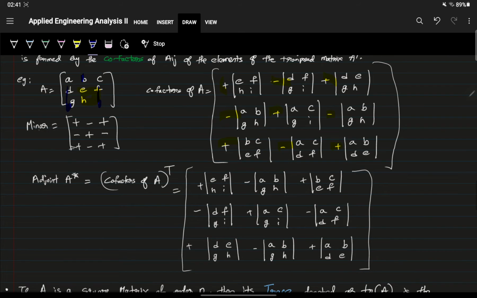And once we construct the cofactor matrix and the determinants are calculated, then we perform a transpose. And after performing the transpose, this gives rise to the adjoint matrix of A.